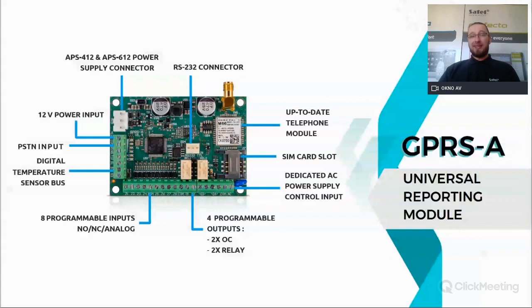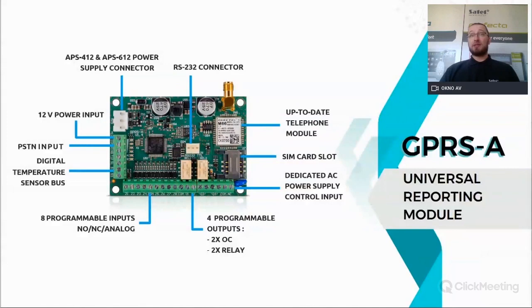8 programmable inputs. They work in NO, NC, and analog. This is very important, so you can use an analog signal for any kind of information that you want to transfer to the GPRS unit. You have 4 programmable outputs, 2 OC, 2 relays. So you can use them to control something, for example garage doors or gates or whatever you want. You have a dedicated AC power supply control input. This is something from older versions of panels. If you connect this AC input directly to AC on the transformer, you will immediately receive information if there is no AC on site.